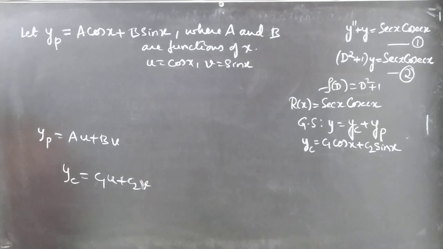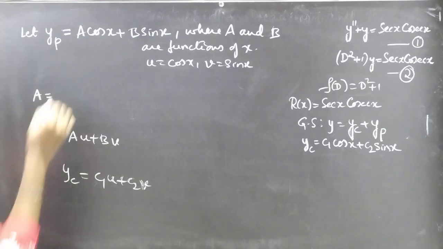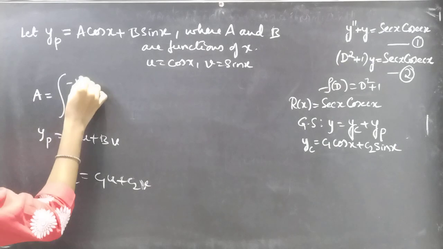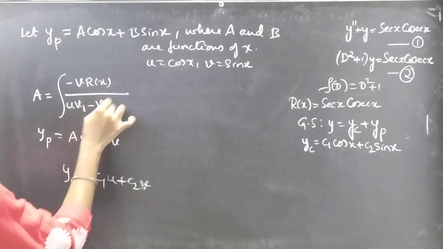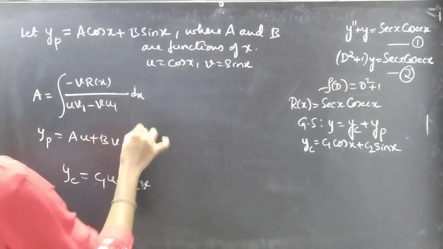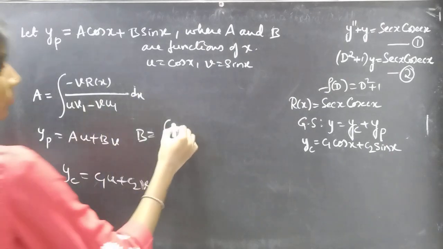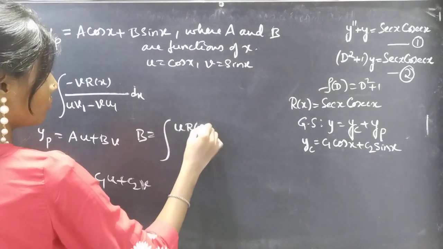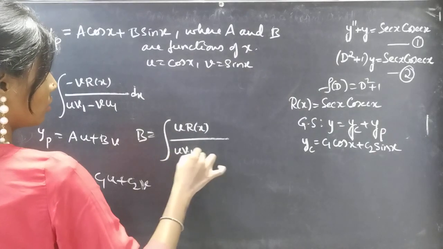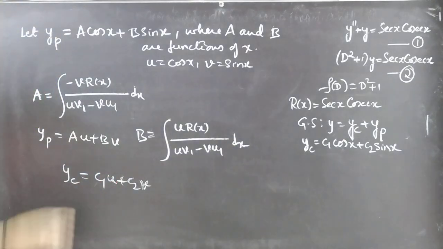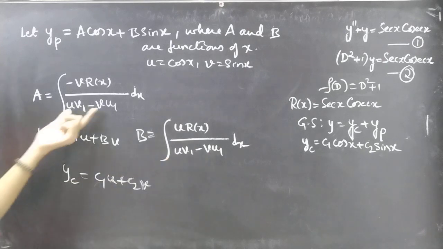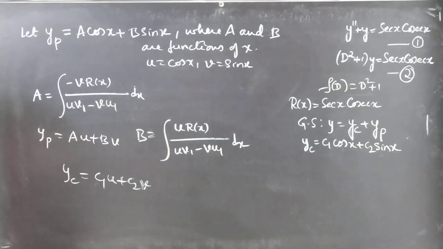Now we'll find a and b using formulae. A is given by integral of minus v into r of x by uv1 minus vu1 into dx, and b is given by integral of u into r of x by uv1 minus vu1 into dx. Now let's find uv1 minus vu1 firstly, because it appears in both the formulae. And later we'll go for a, b, yp, and finally the general solution using y equal to yc plus yp.